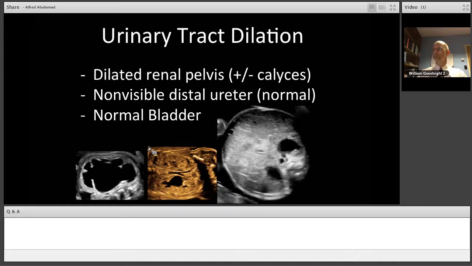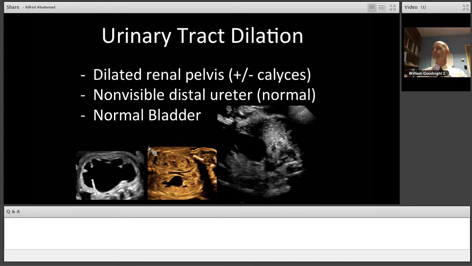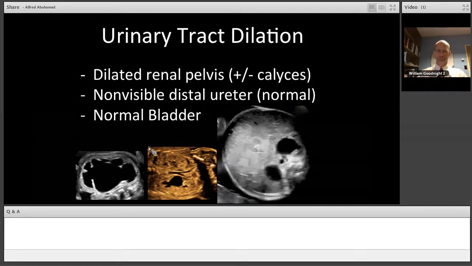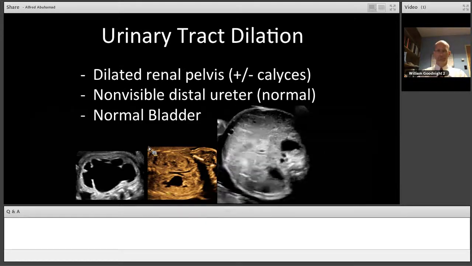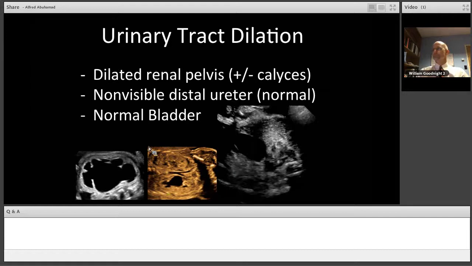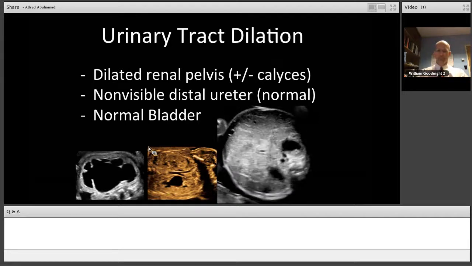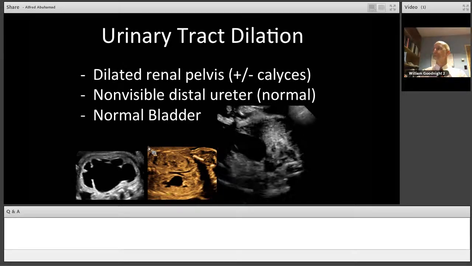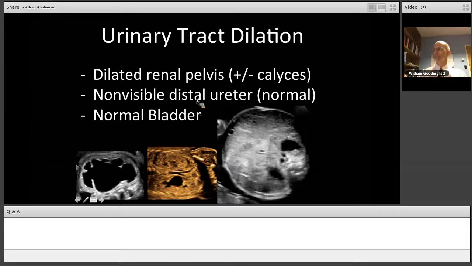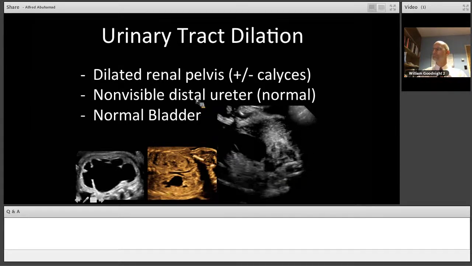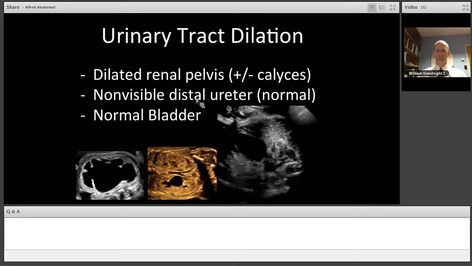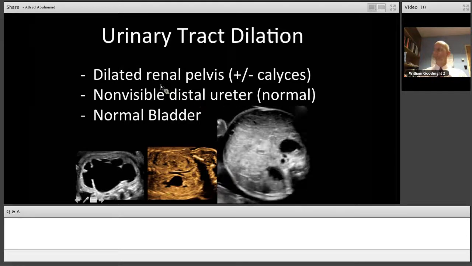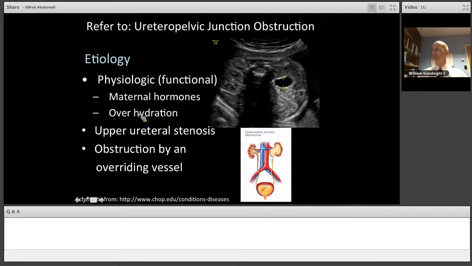I tried to format the presentation by giving you what you see on ultrasound. So you're scanning and the patient has a dilated renal pelvis, could be unilateral or bilateral. The ureter is not visible. I placed distal ureter on purpose because the proximal ureter could be dilated in UPJ obstruction, but the distal ureter should not be, and the bladder is normal. So if you have this combination, frankly, what it could be is the list that you see right here.